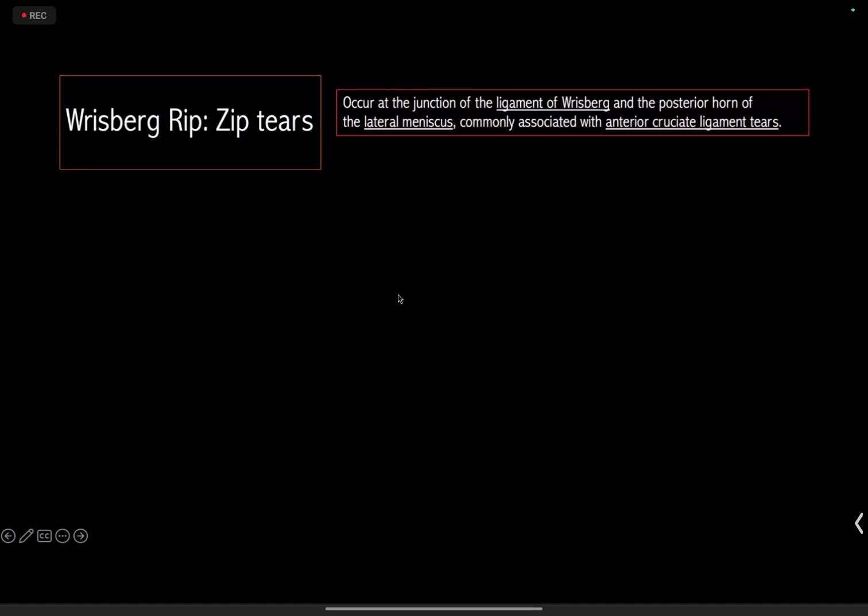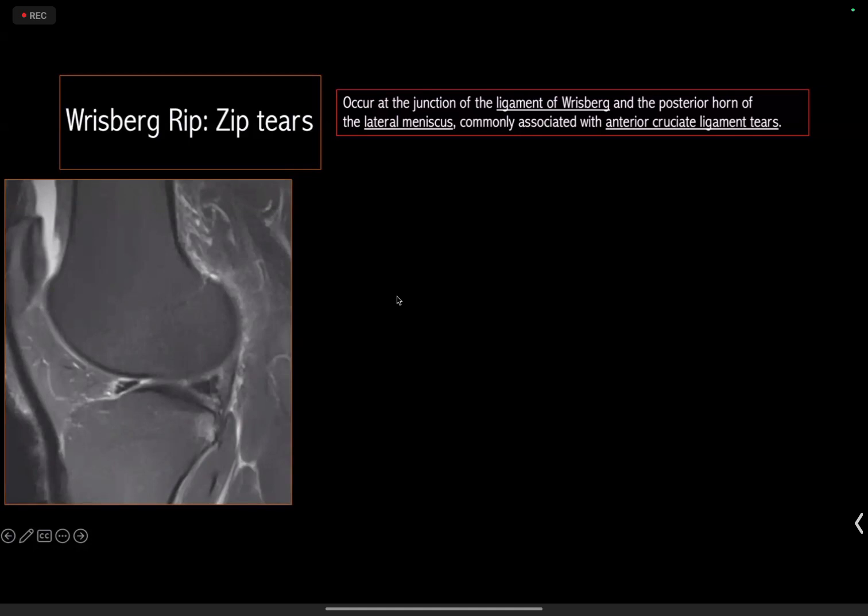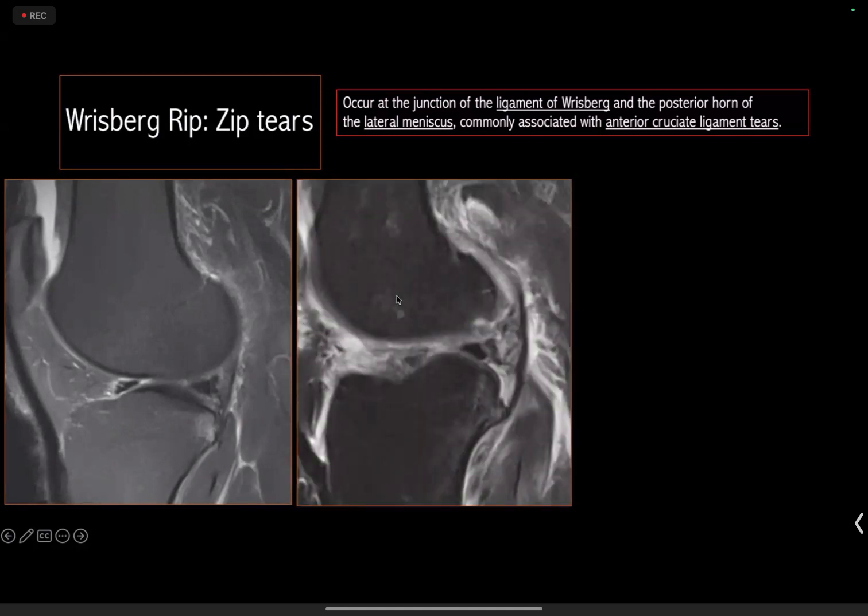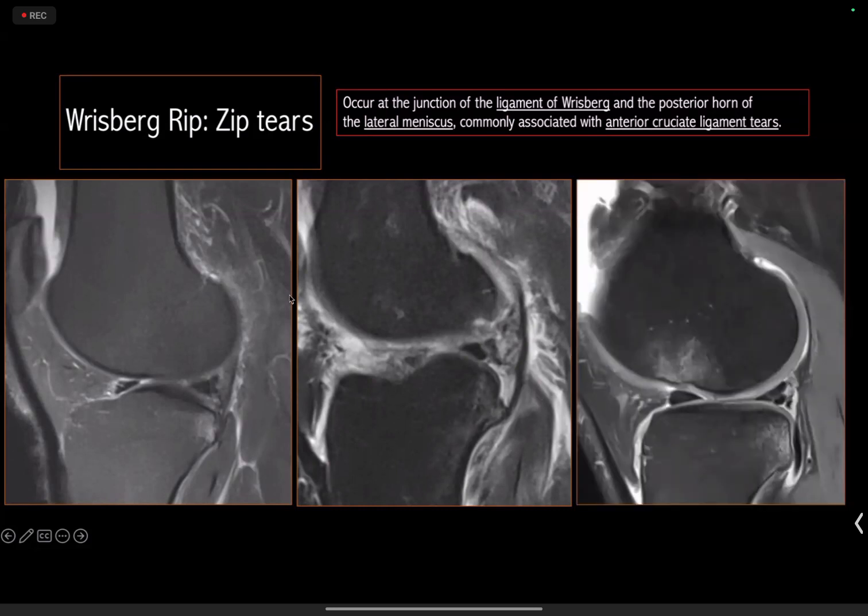Once it is seen, and if it is looked at carefully, it may be accompanied by the zip tears, which are termed as the Risberg rip. Primarily, the posterior meniscocapsular attachment and the ligament of Risberg have a connective tissue separating them. But when there is a posterolateral corner injury, there would be a vertical tear, or a vertical peripheral tear, happening in the posterior aspect, and that would be termed as the Risberg rip. A very common accompaniment in ACL injuries.